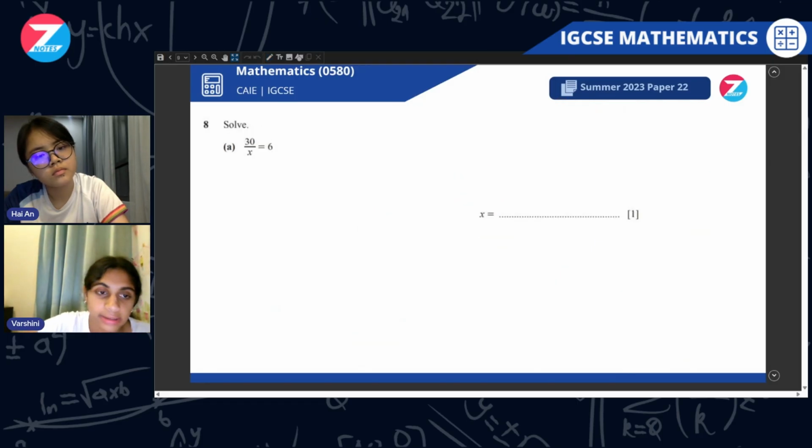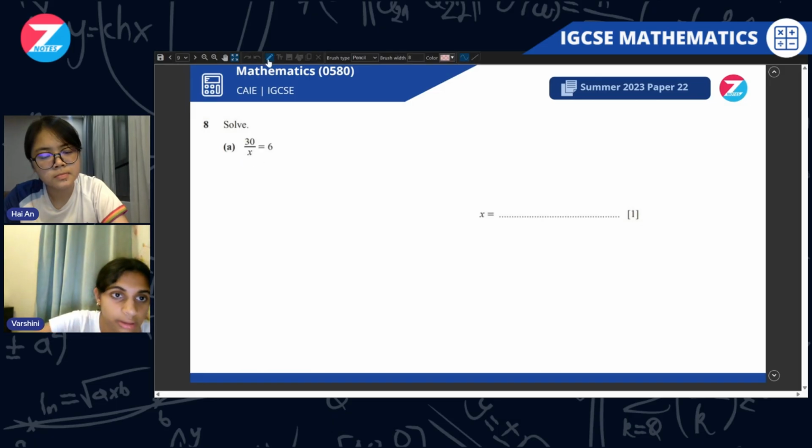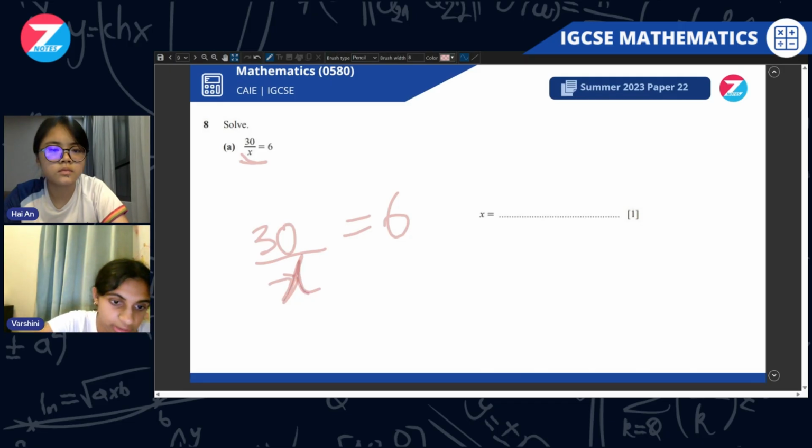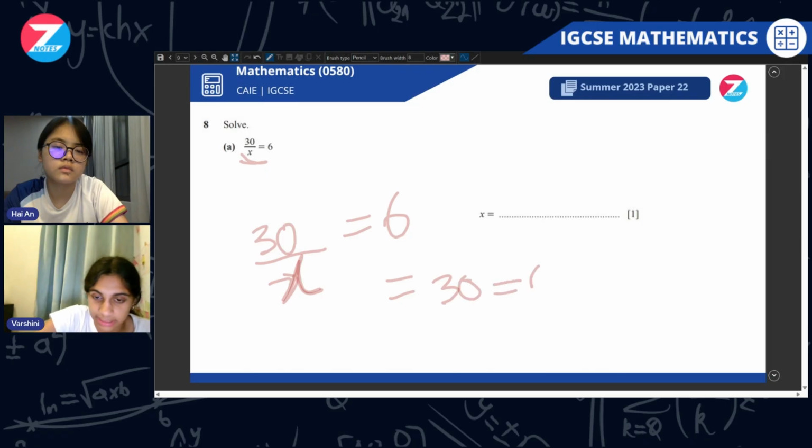Okay, 8, solve 30 by x equals 6. We know 30 by x equals 6, so to get rid of the x in the denominator, we just need to multiply both sides by x because they're being divided by x. So if we multiply both sides by x, we get rid of the x on this denominator. So that's going to be 30 equals 6x.